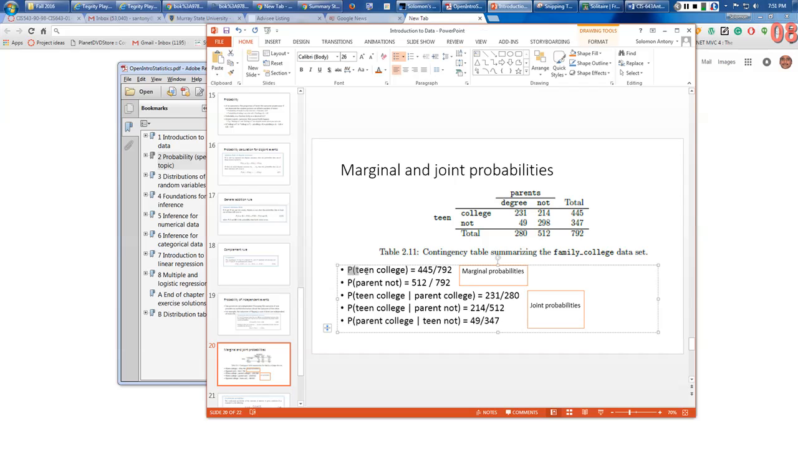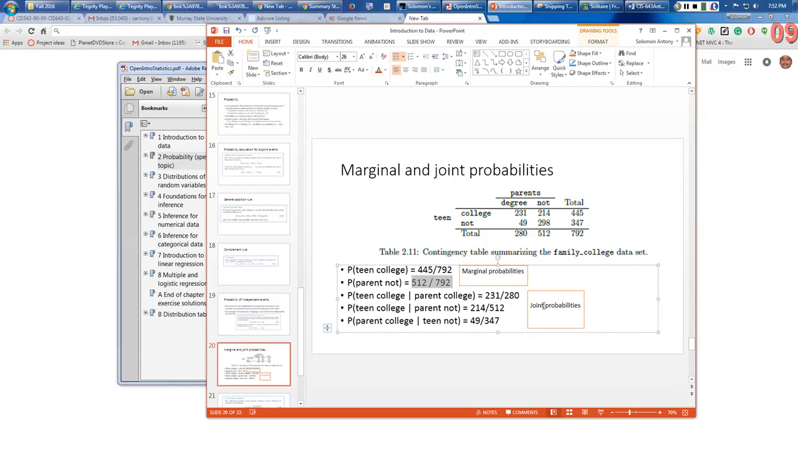Say for example, a teen attended college or not. If you look at the row, the probability of a teen attending college is 445 over the total number of observations, 792. Similarly, you can calculate the marginal probability of a parent not attending college: parent not is 512, and the total is 792. So the probability of a parent not attending is 512 over 792. These are called marginal probabilities because they use the numbers from the margins.